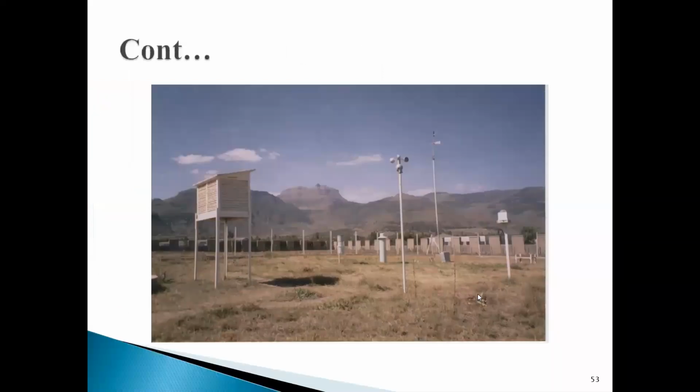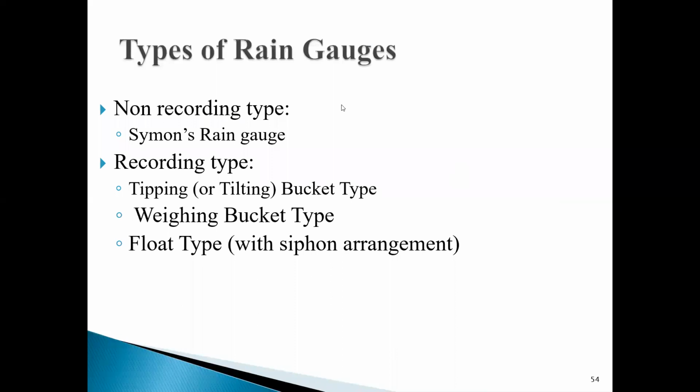Now you can see the rain gauge has been erected. Around the rain gauge there is a barbed wire fencing, and since it is an open area, it's a level ground. Here you can see on the back you have the mountain ranges, so that the wind forces will be minimum. And here we have an anemometer, which gives you the direction of the wind.